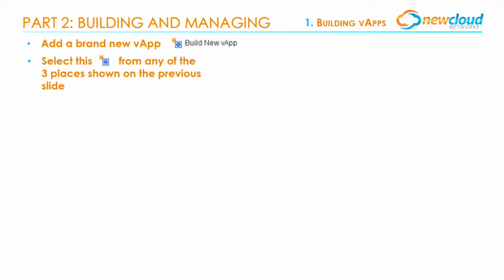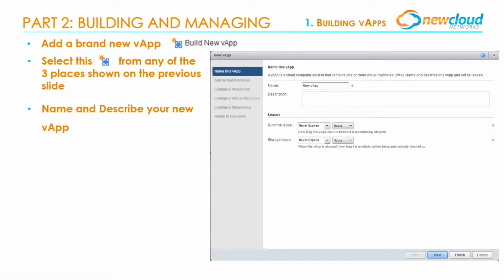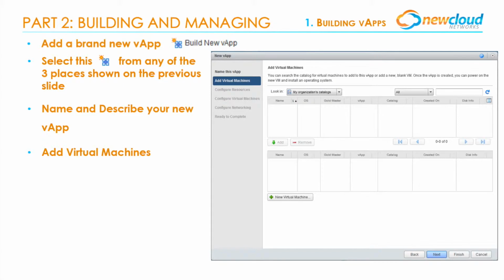You'll be asked to name your vApp, describe your vApp, and set lease times. Typically, lease times are not used and set to never expire to ensure that a vApp does not automatically shut down. Add a virtual machine. You can choose to add a virtual machine right from this menu, or you can leave this blank and add a virtual machine later on.